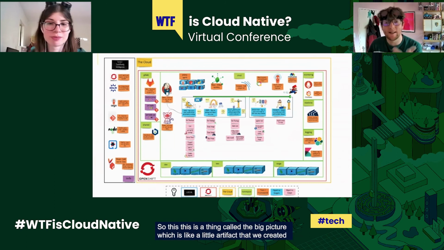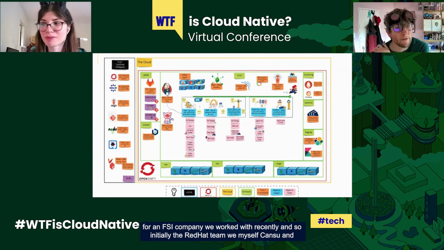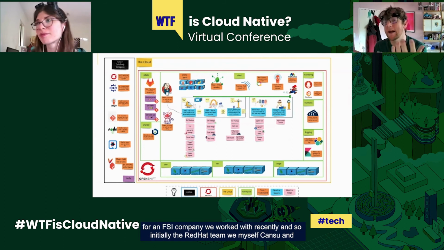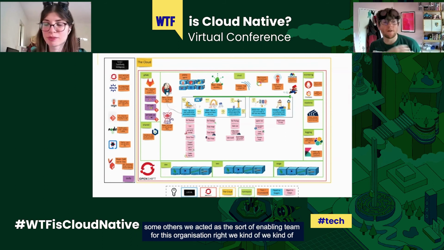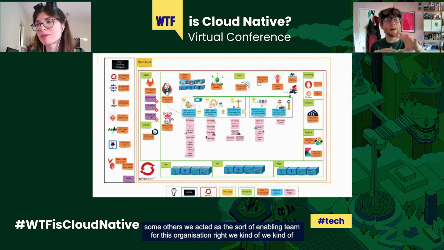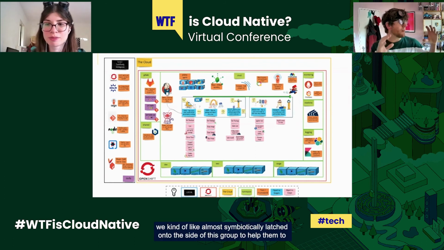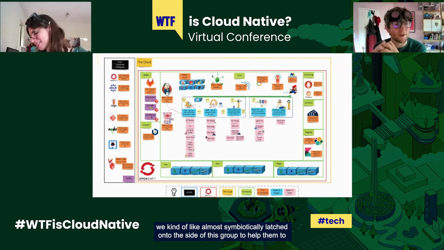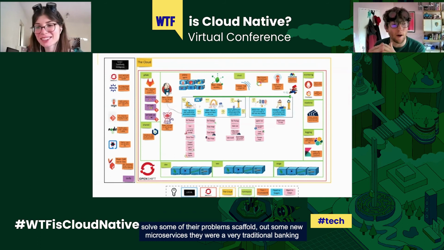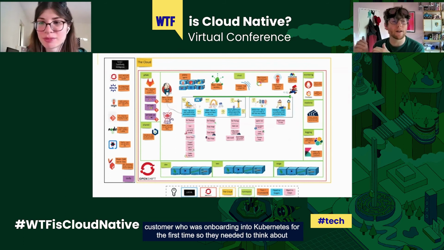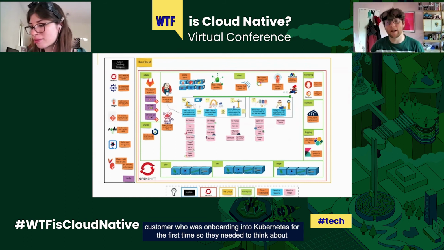So this is a thing called the big picture, which is a little artifact that we created for an FSI company we worked with recently. Initially, the Red Hat team, myself, Cansu, and some others, acted as the enabling team for this organization. We almost symbiotically latched onto the side of this group to help them solve some of their problems and scaffold out some new microservices. They were a very traditional banking customer who was onboarding into Kubernetes for the first time.